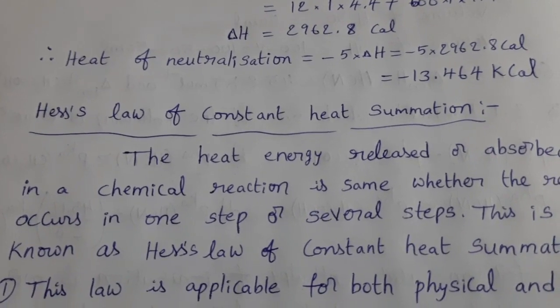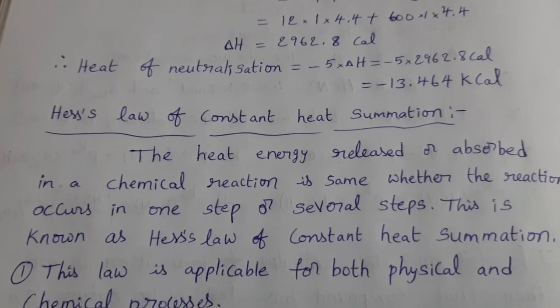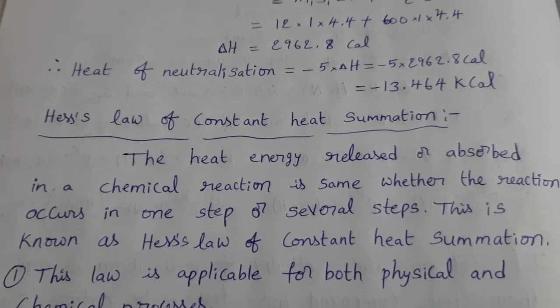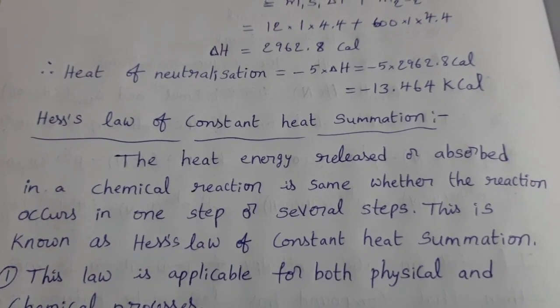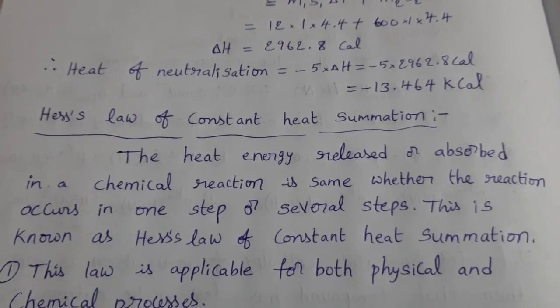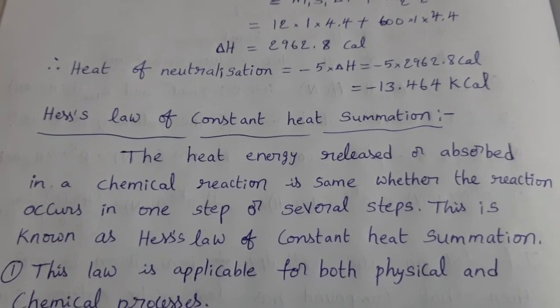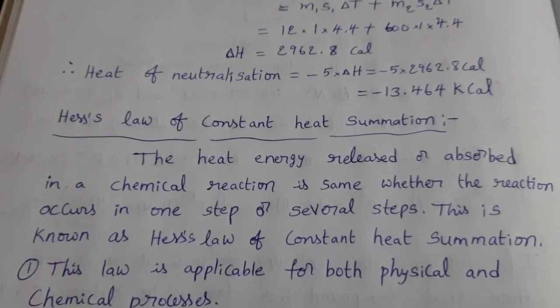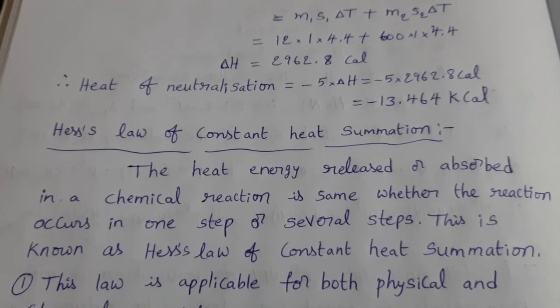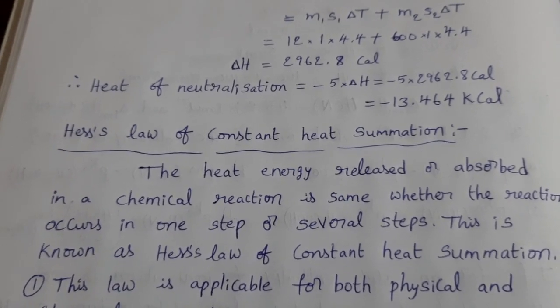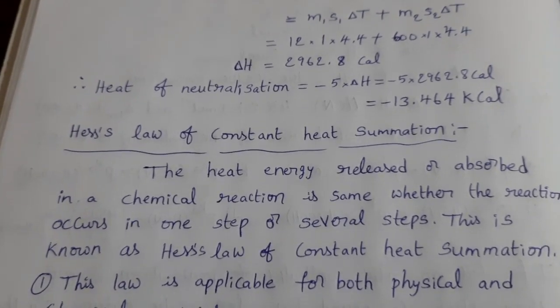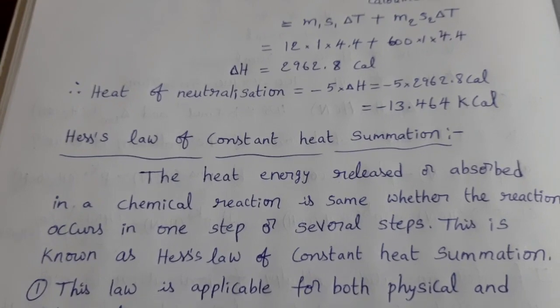Hess's law of constant heat summation. The heat energy released or absorbed in a chemical reaction is the same whether the reaction occurs in one step or several steps. Now consider a general reaction. A gives rise to D.